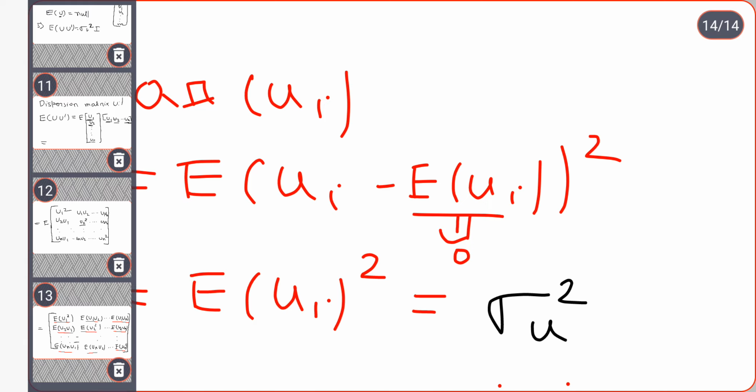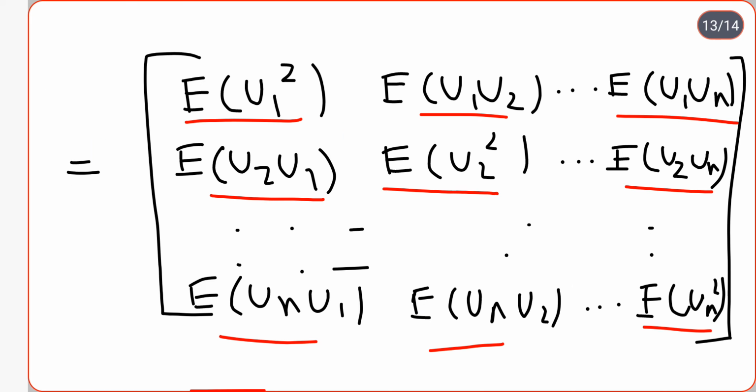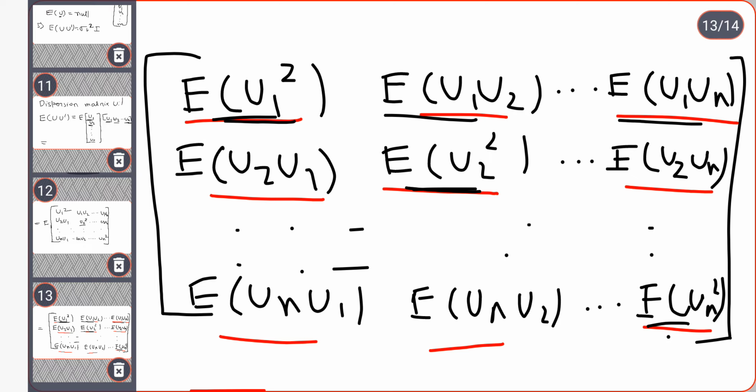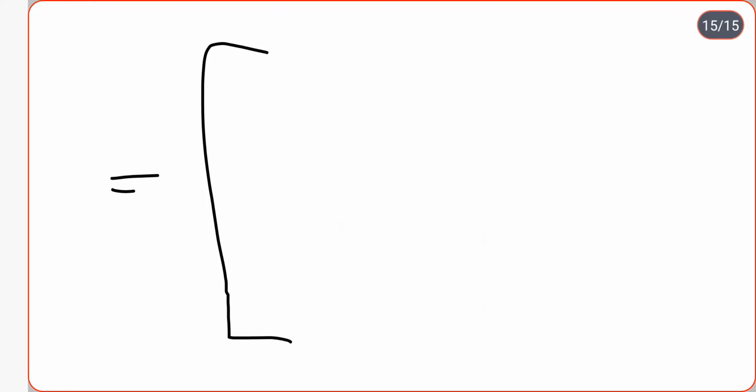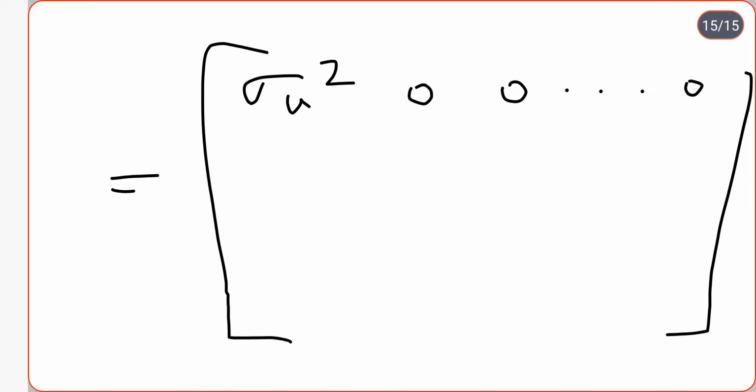So all of these terms, expectation of u1 square, u2 square, these are constant, right? Due to the homoscedasticity assumption, all of these are the same and constant. So we may put sigma u square in place of all of these diagonal terms and 0 in place of all of these remaining terms. So our new matrix will look like this. In the diagonal terms we have the constant value sigma u square, but in the remaining terms we have 0 only.